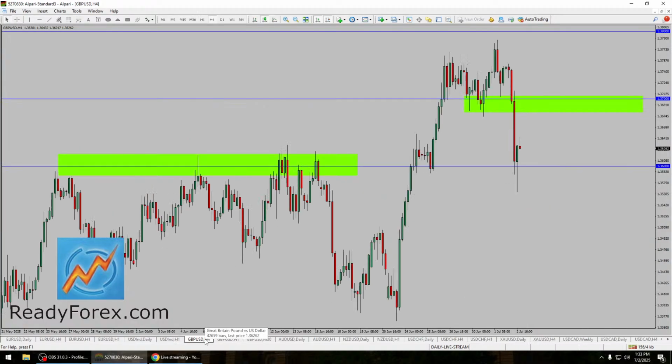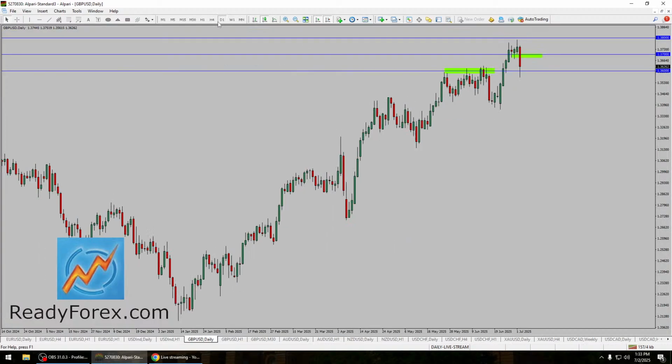Next one is the GBPUSD currency pair, the pound. Now you want to know about the GBPUSD. Okay, let's go to a daily time frame. Right up there we have these round numbers, 1.3800, then I have 1.3700, and then down over here 1.3600.